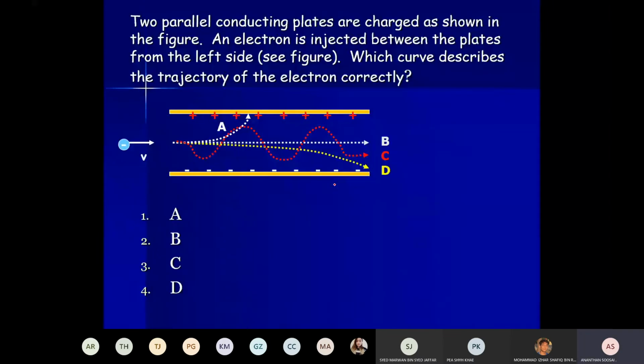One question. What is the answer for this question? Anyone? A, of course. Should be A line. The negative should go to A, so A should be the answer.